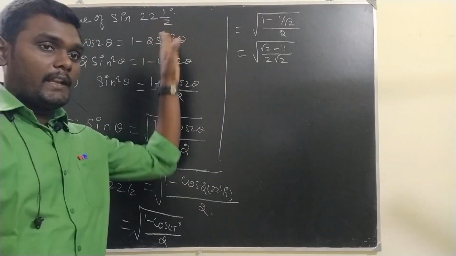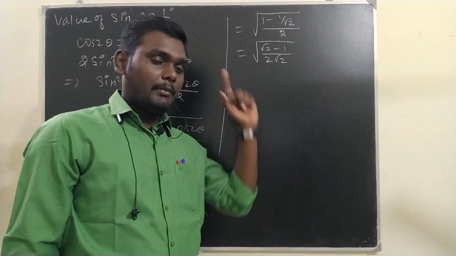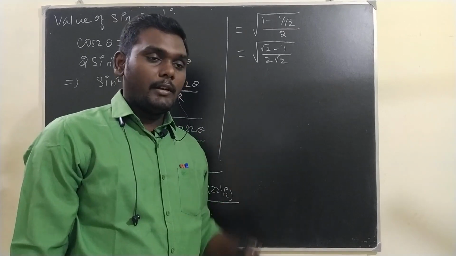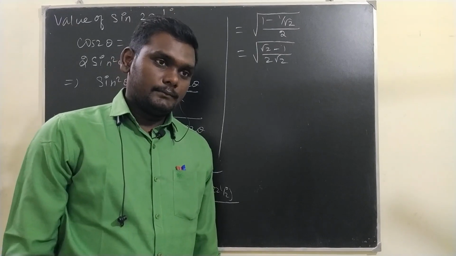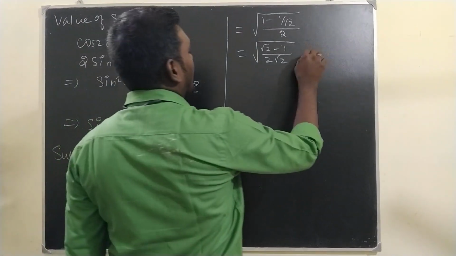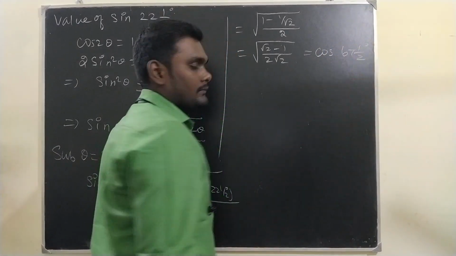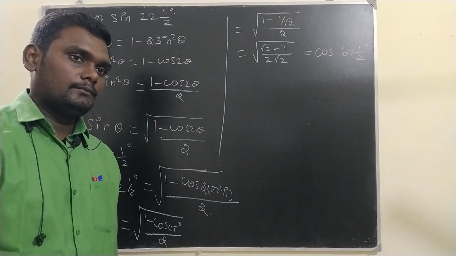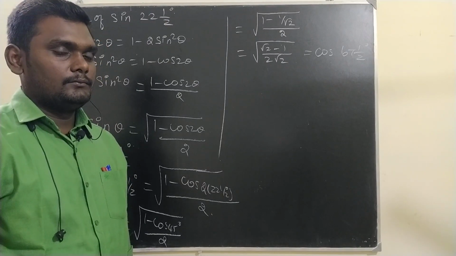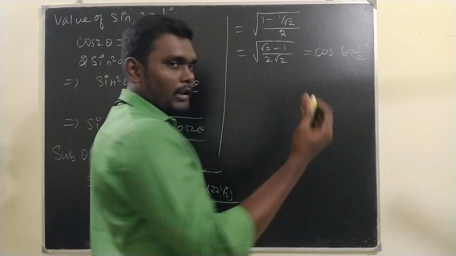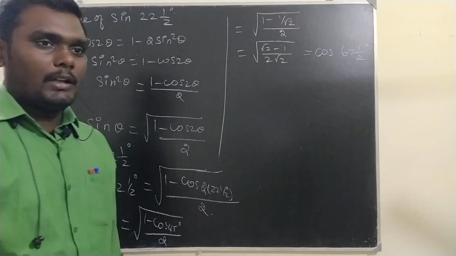When we have worked out sin 22 and a half, we can equate it to the cos of the complement of 22 and a half. How much is the complement of 22 and a half? 67 and a half. So that equals cos 67 and a half. So that is about sin 22 and a half degree.